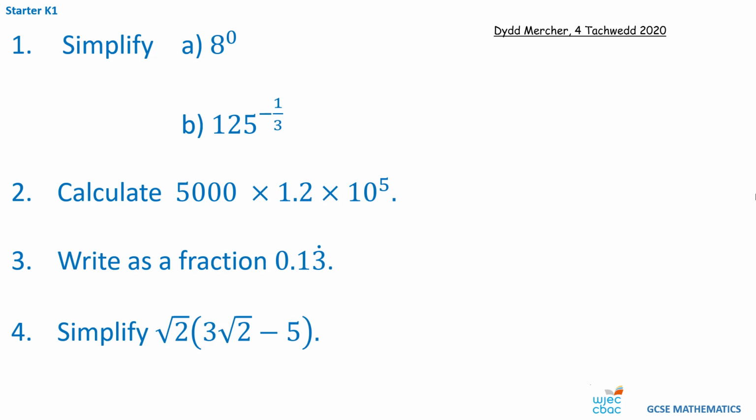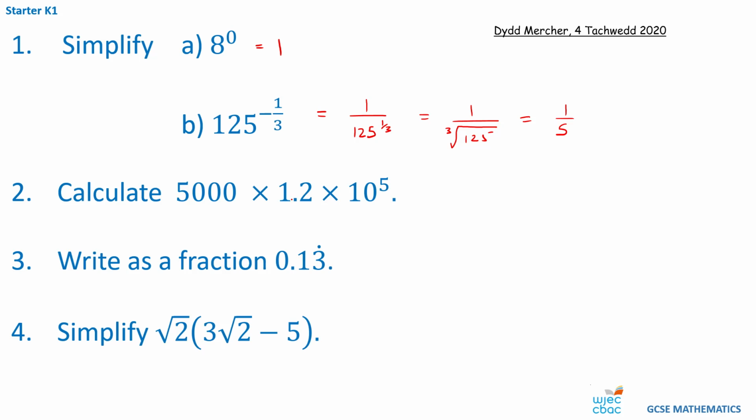Okay, let's have a go at these then. So 8 to the power of 0, anything to the power of 0 is 1. 125 to the power of minus a third. If it's negative, then it's the reciprocal of, so it's going to be 1 over 125 to the power of a third. If it's to the power of a third, what does that mean? It means it's the cube root of 125. Cube root of 125 is 5, so it'll be 1 over 5.